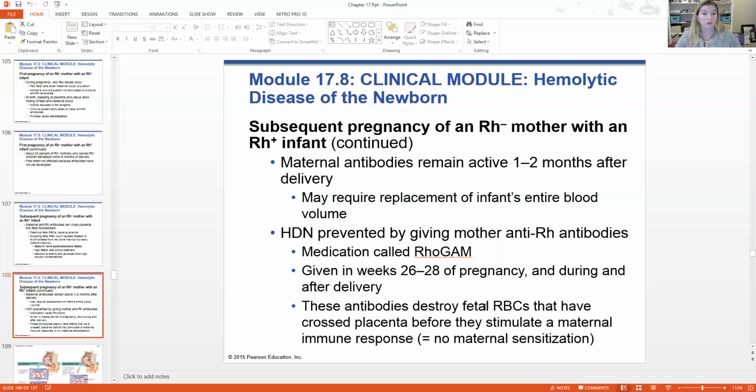Hemolytic disease of the newborn can be prevented by RhoGAM. It's just a medication that decreases sensitization of the mother's antibodies. So with that mixing, it's not going to attack.